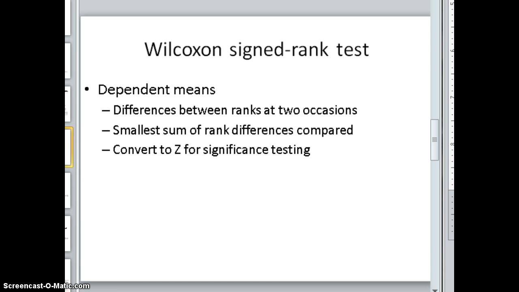The Wilcoxon signed rank test is used to test the difference between dependent means. So this is analogous to the dependent samples t-test, the paired samples t-test. You would use this test for repeated measures design for samples that are dependent. Again, the difference between the ranks at two occasions is converted to a standardized score, a z-score, and you compare the z-score to a z-score distribution to evaluate statistical significance, just as you would with any z-score.